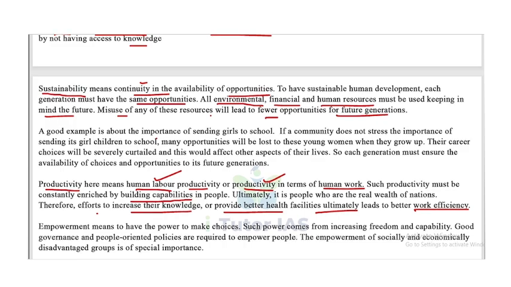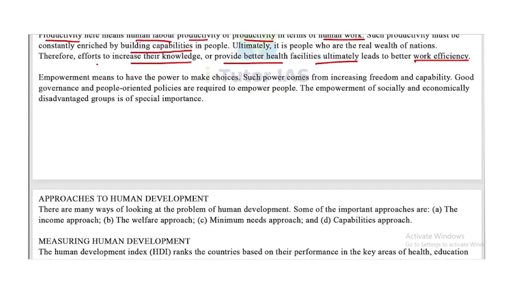Now, empowerment. What is empowerment? It means to have the power to make choices. Such power comes from increasing freedom and capability. Good governance and people-oriented politics are required to empower people. The empowerment of socially and economically disadvantaged groups is of special importance.